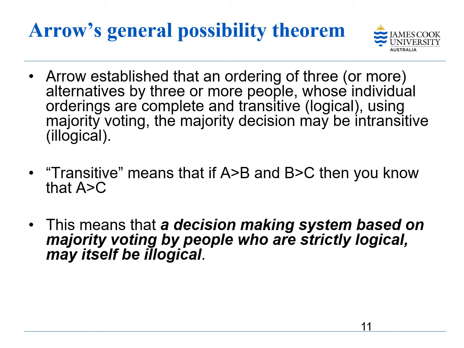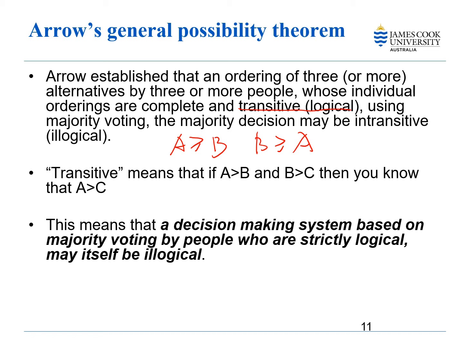Okay, Arrow established that in ordering of 3 or more alternatives by 3 or more people whose individual orderings are complete. Complete means for any options, either A is better than B or B is better than A. So individuals can order the alternatives, and transitive, which is logical. Transitive means that if A is better than B, B is better than C, then we should arrive at A is better than C.